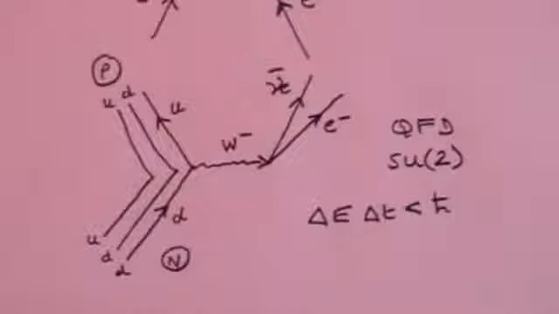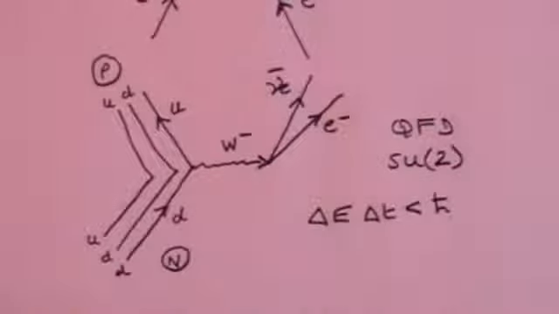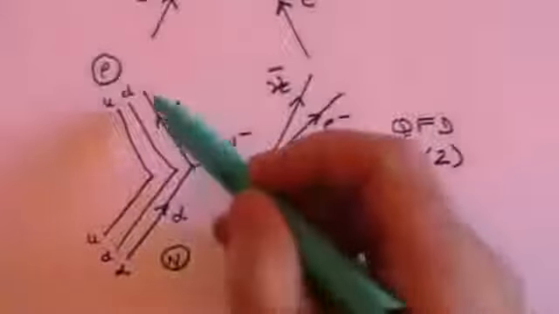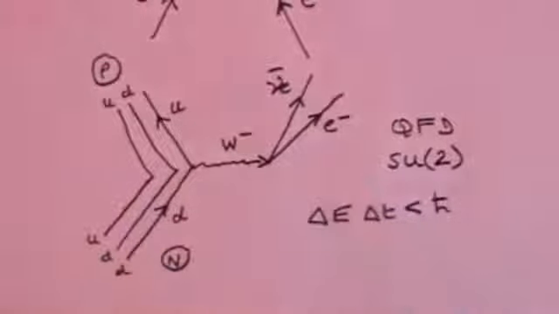SU2. Two-dimensional because you're changing from downs to ups, or as we shall see in a moment, you can change from ups to downs. Let's just look at this process of the down changing to the up via the emission of a W minus particle in a little bit more detail.